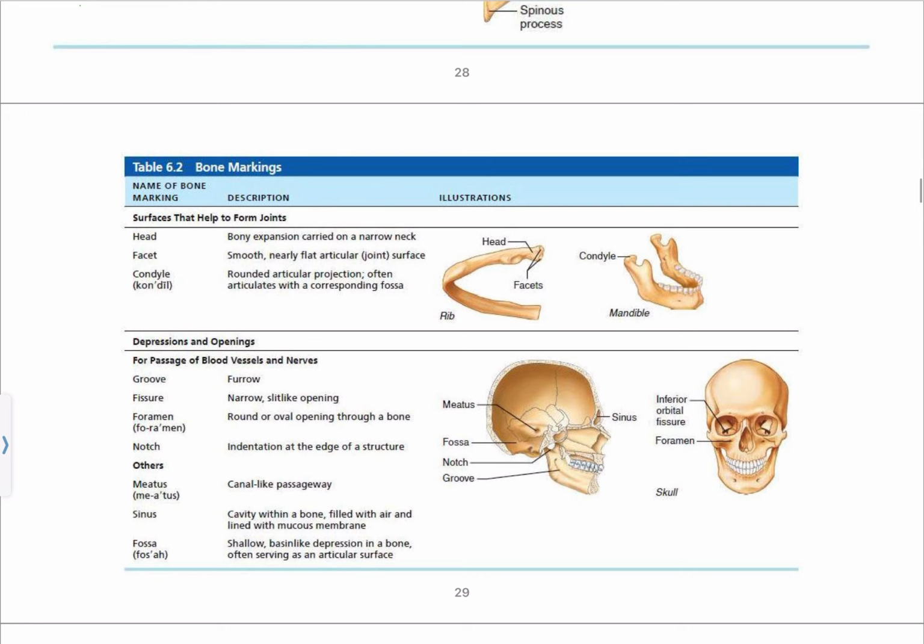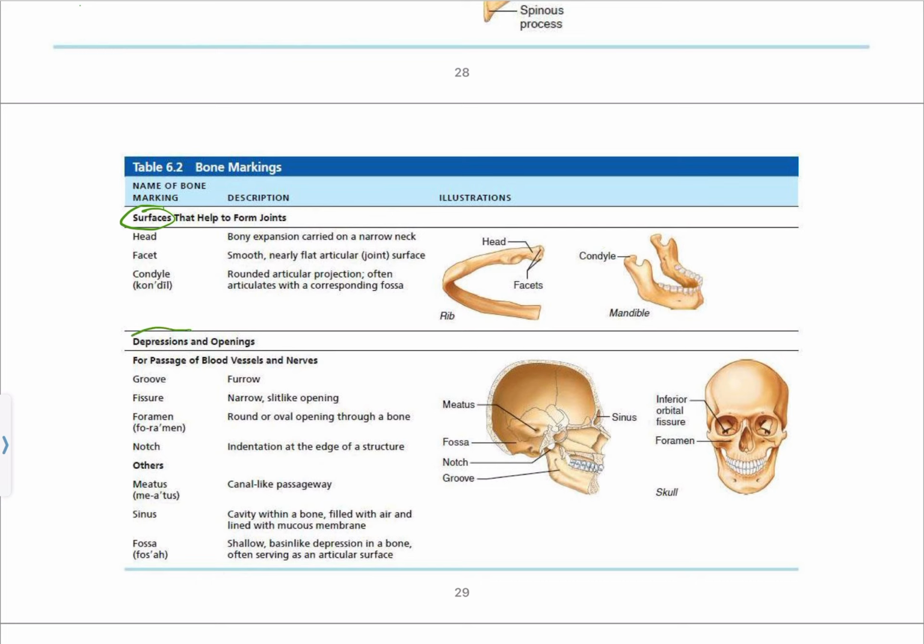So here we can see our surfaces. Again, these are areas that help form joints. We have three types of surfaces: heads, facets, and condyles. Basically, understand their basic description and that all of these are areas at which joints are formed. This is a head. Here's a facet. We can see a condyle right here.